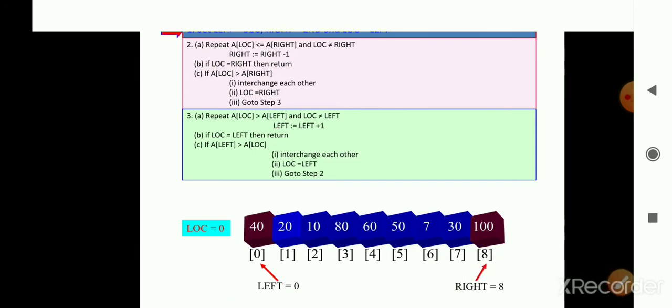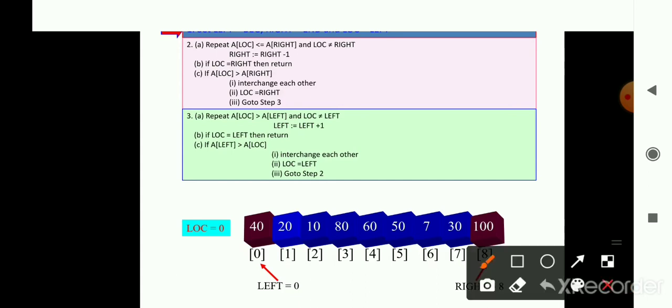We are going to check here A of location. Here we have the condition. Two conditions are there. When we are at the left, we are going to find out the element from the right. We are knowing that from right, we have to check for the smaller element. So we are starting with the rightmost element and we are going to find out the smaller element than the pivot. So let's start with the first element, that is 100.